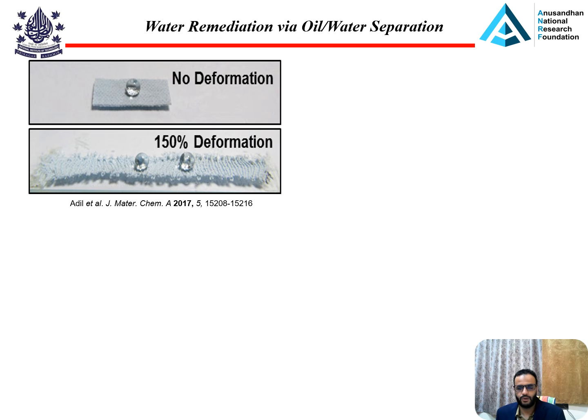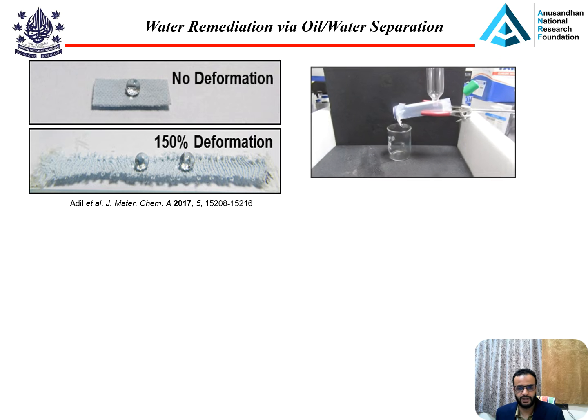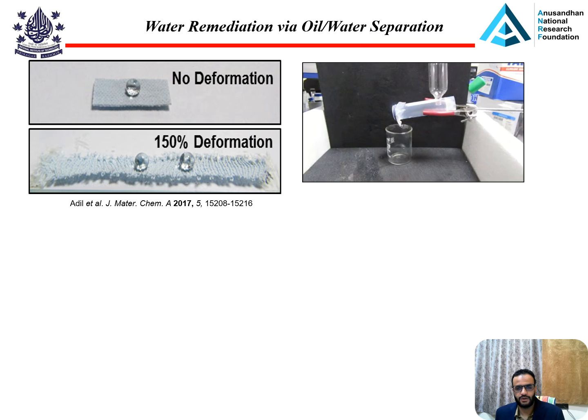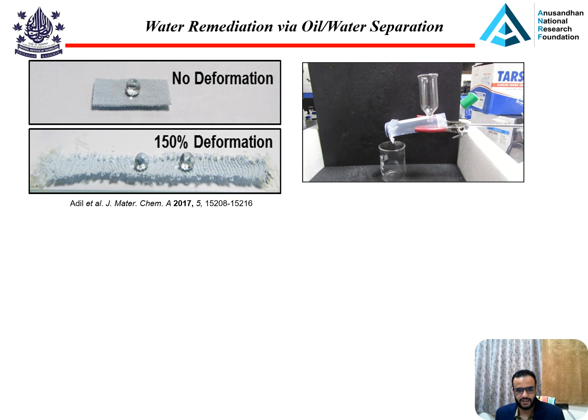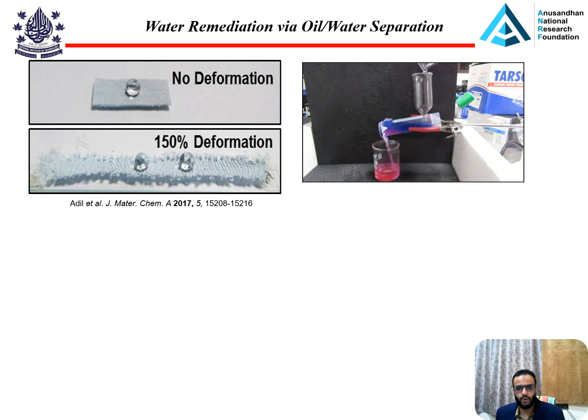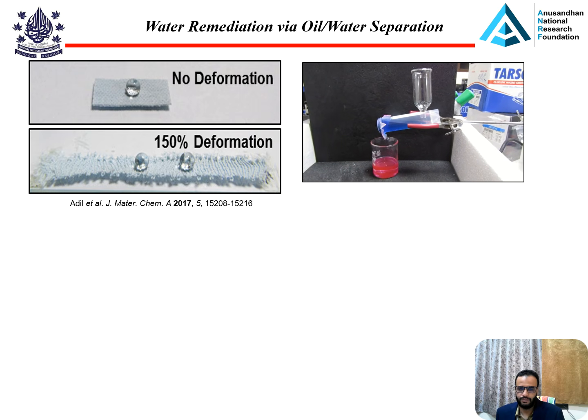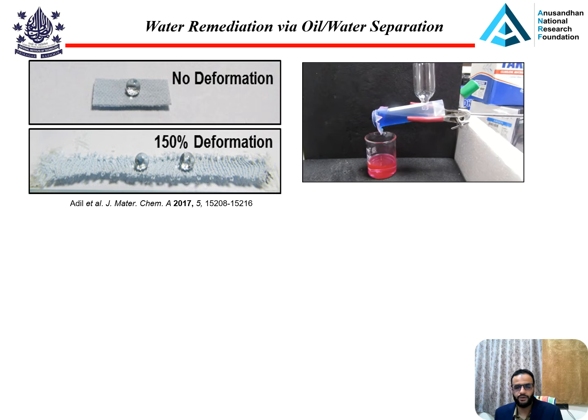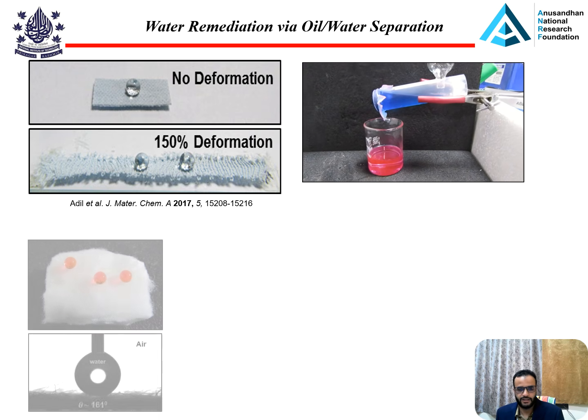And these surfaces were further explored for water remediation, and as a stretchable membrane, we can see the super hydrophobic property remains intact even after 150% stretching, and that was further used for oil water separation. As we can see in this video, when we expose our super hydrophobic membrane to oil and water mixture, only the oil phase passes through and the water phase remains on the top of the membrane because of its super hydrophobic and super oleophilic nature.